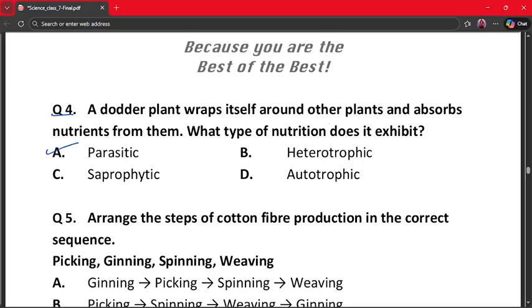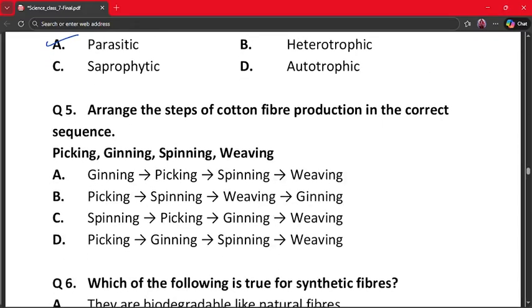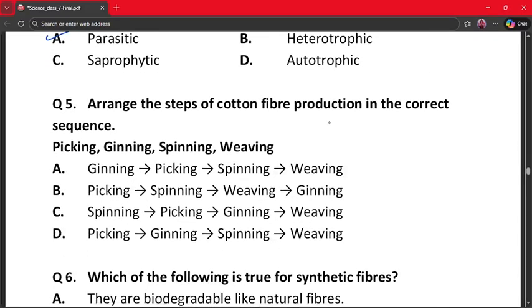Dodder does not prepare its own food. It wraps around other plants and takes nutrients from them. This clearly shows dependency on a host plant. Such a mode of nutrition is called parasitic nutrition. So option A is the correct answer. The next question is question number 5.